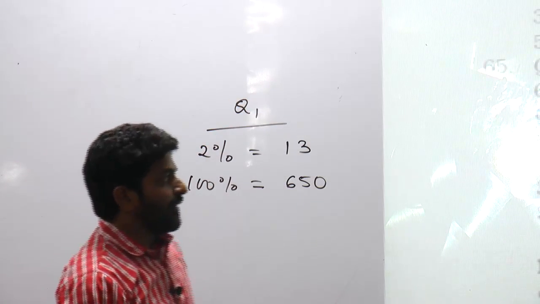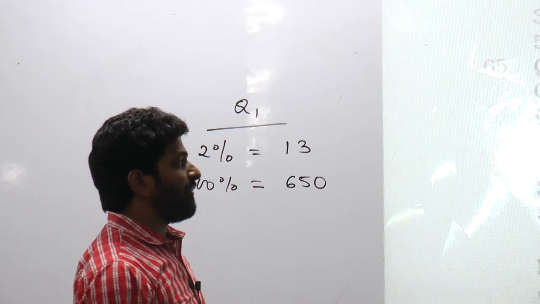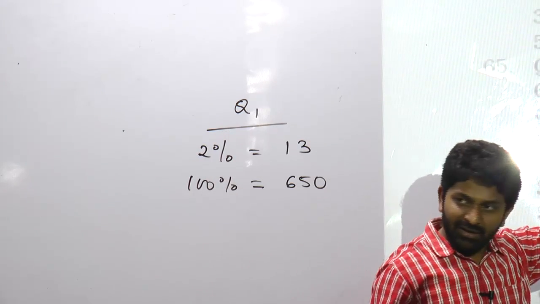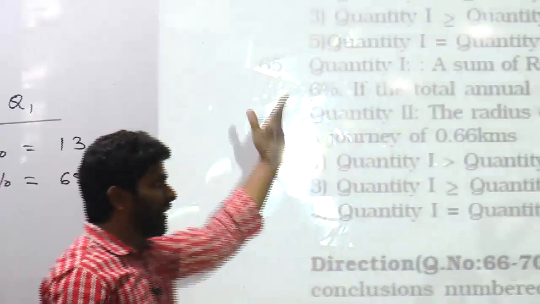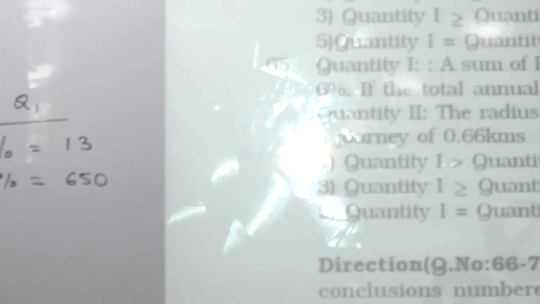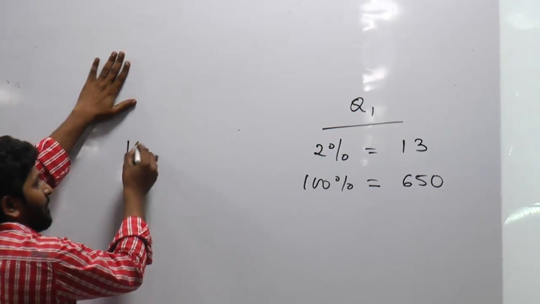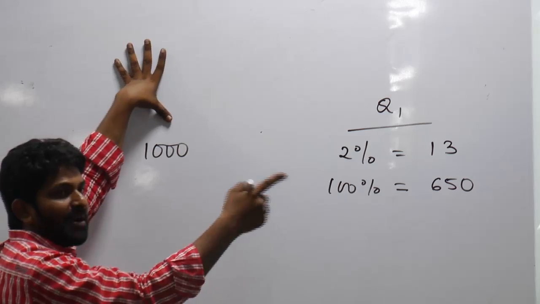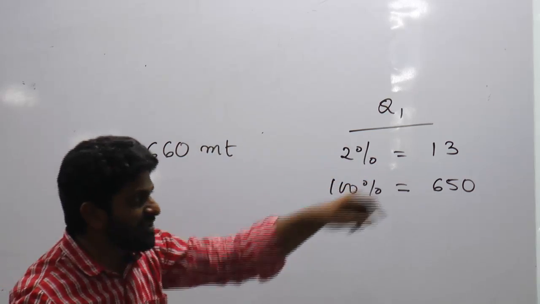Next, quantity 2. The radius of the wheel is 14 centimeters. How many times does it revolve during a journey of 0.66 kilometers? Radius is given in centimeters and distance is given in kilometers. Let's convert kilometers to meters. 1 kilometer is equal to how many meters? 1000. Right. But we have 0.66 kilometers. 1000 into 0.66, that will be 660 what? Meters.